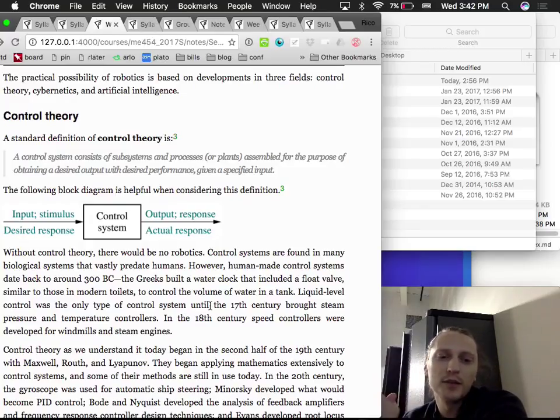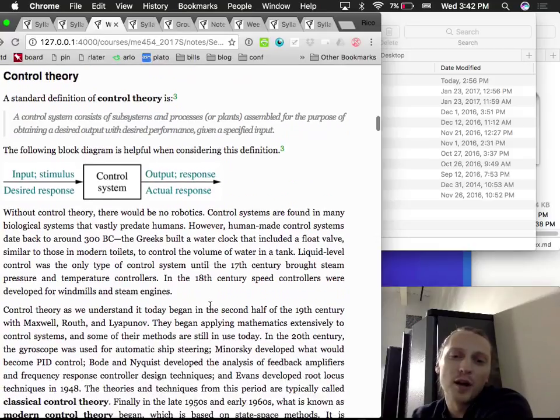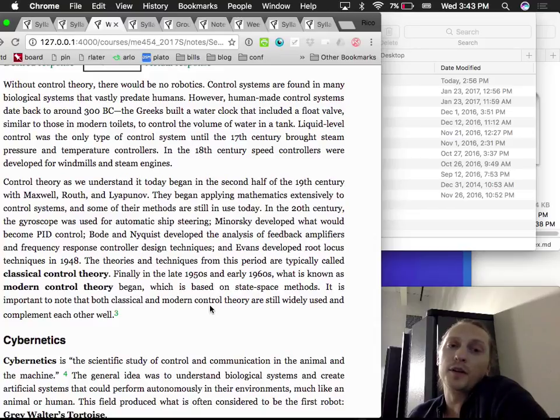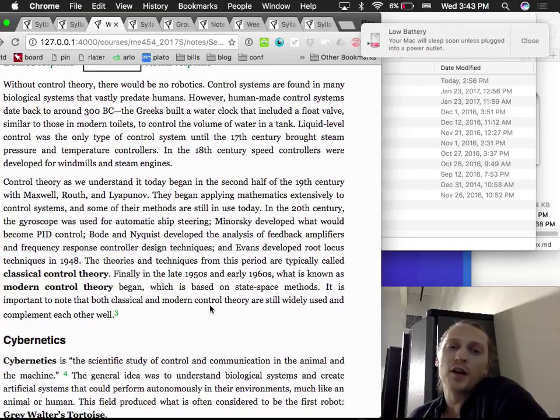Liquid level control was the only type of control system until the 17th century brought steam, pressure, and temperature controllers. 18th century speed controllers were developed for windmills and steam engines. Control theory, as we understand it today, began in the second half of the 19th century with names you will probably recognize: Maxwell, Routh, and Lyapunov. They began applying mathematics extensively to control systems, and some of their methods are still in use today. You have learned about the Routh table, and we still use that. Still a good one. In the 20th century, the gyroscope was used to automatically steer ships.